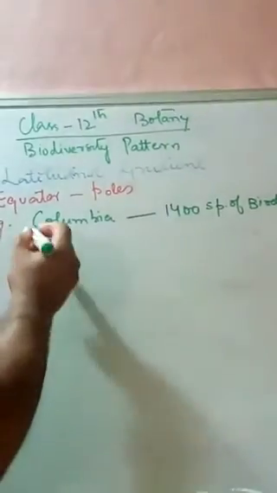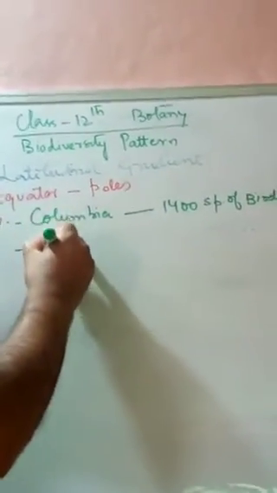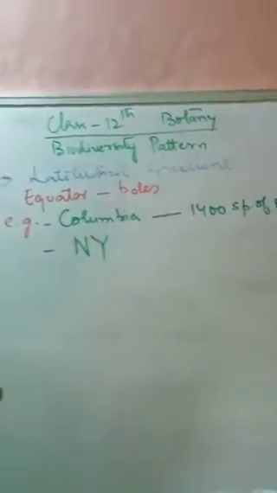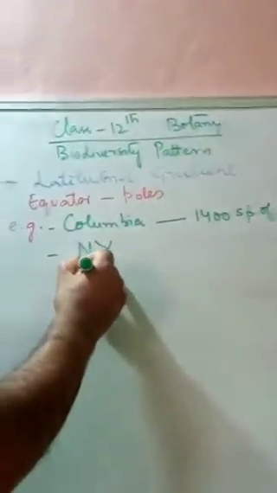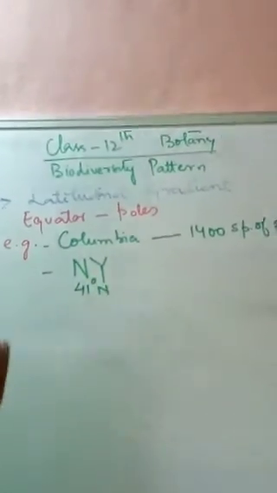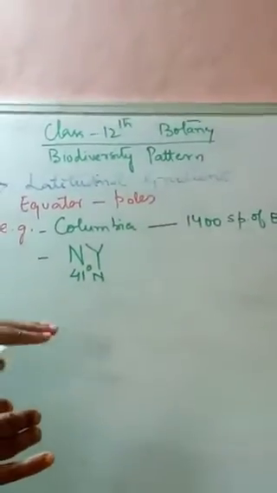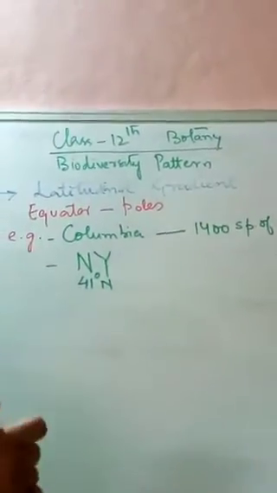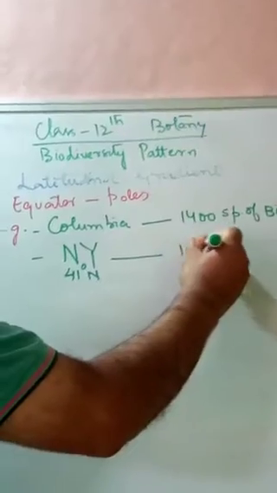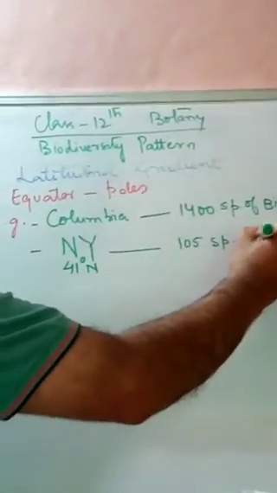Then we have the city of New York. This place is located at 41 degrees north latitude. That means it is situated away from the equator, and here we will see 105 species of birds.